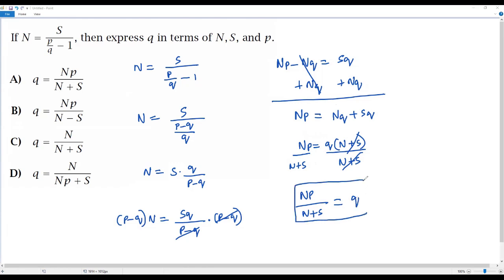Here I have solved for q in the given equation in terms of n, s and p. I find this stuff in answer choice A. The correct answer choice for this question is A.